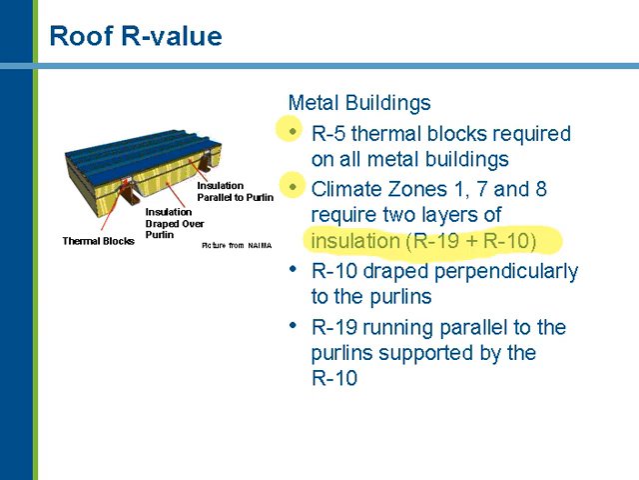In order to build this roof system, the R19 has to be draped perpendicularly to the purlins, which is the way insulation is typically installed in a lot of metal buildings, and then the R19 runs parallel to the purlins, and it's actually supported by the R10 insulation. So from this standpoint, you get a double layer of insulation. You have a thermal block to reduce any thermal bypasses between the purlin and the roof system, and you have a much higher R-value insulated roof ceiling assembly.